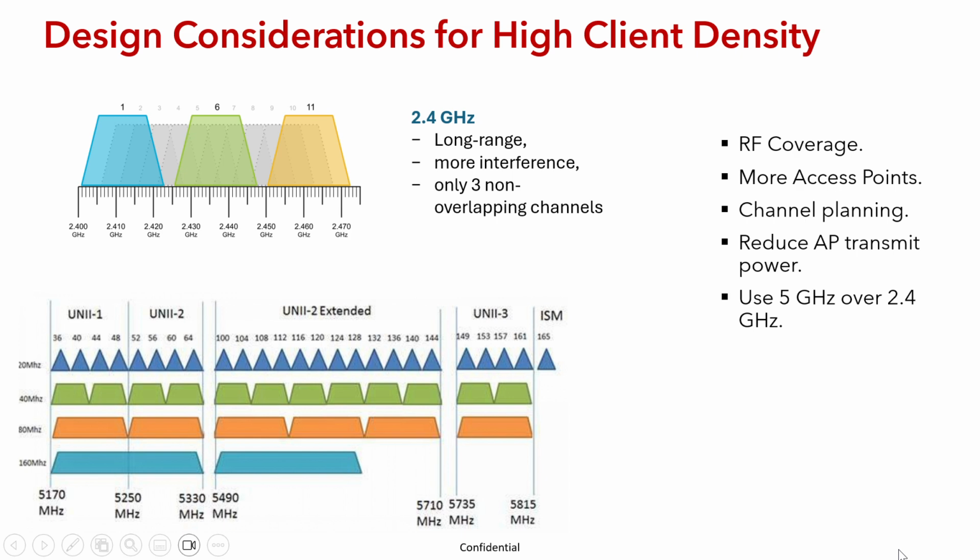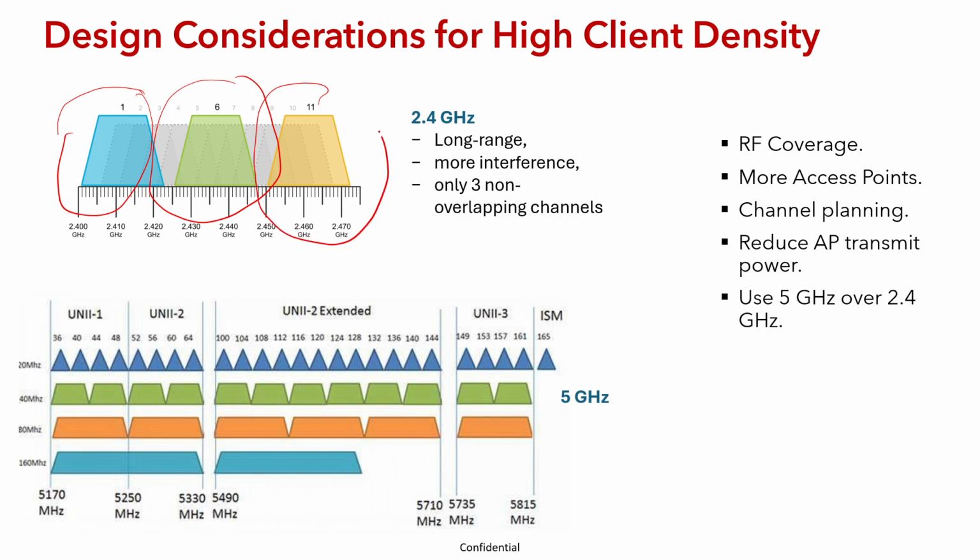If you see on the left, there are only 3 non-overlapping channels available. That is 1, 6 and 11. Only 3 non-overlapping channels are available to minimize the interference. The risk of co-channel interference on 2.4 gigahertz is very high if you have many APs and clients.